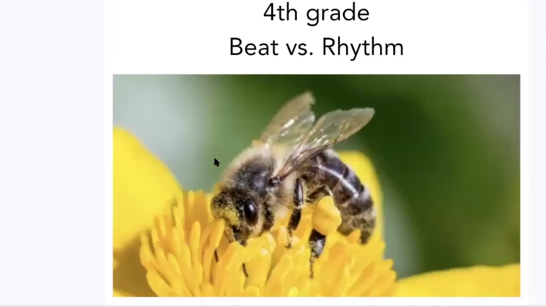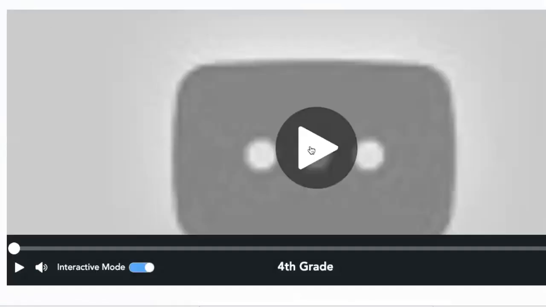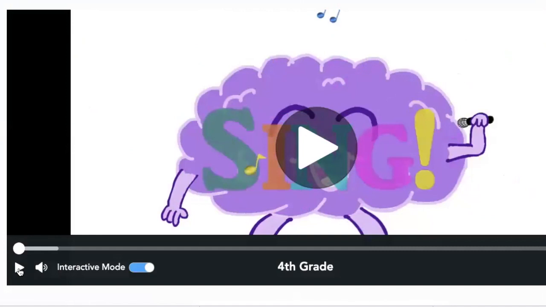That's just the same as the beat in music. When we're listening to a piece of music, we can always clap along with it, and that's what the beat is. Okay, so listen to this song. This lady is talking about how the beat and how the rhythm are different. After, I'm going to ask you some questions, so make sure you listen.